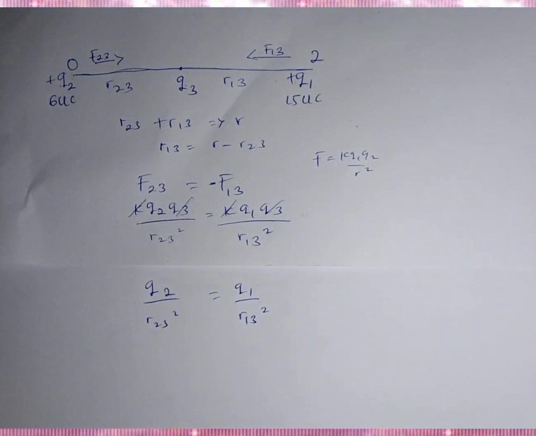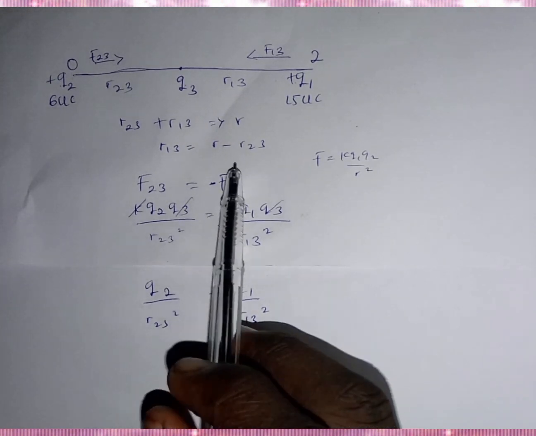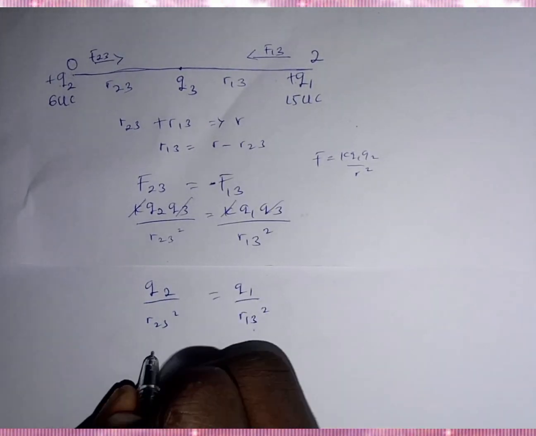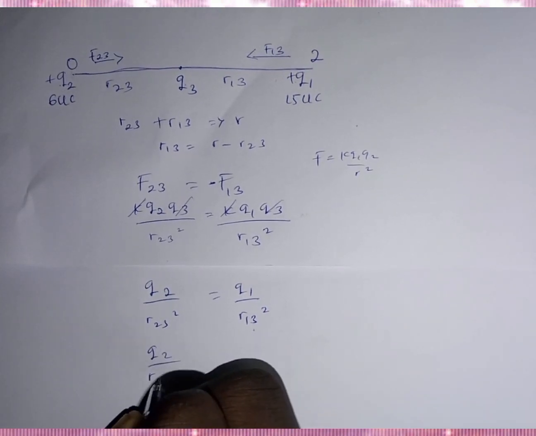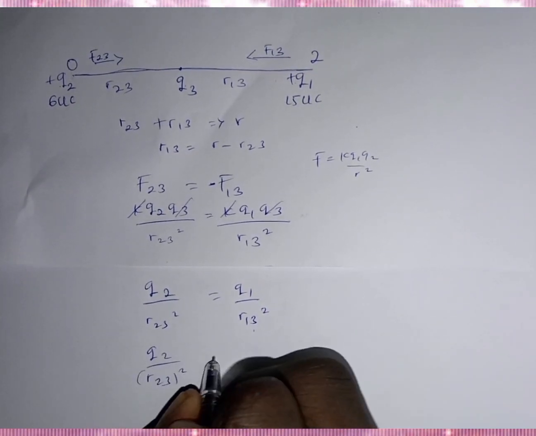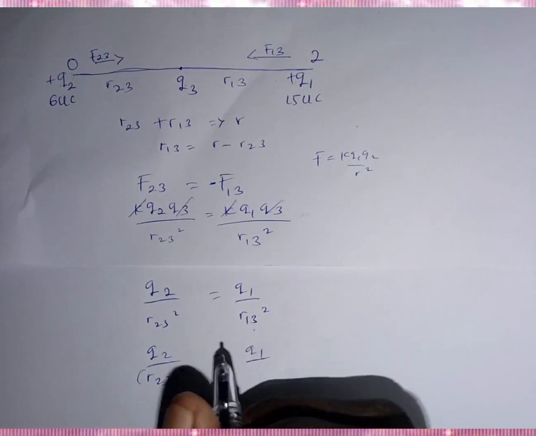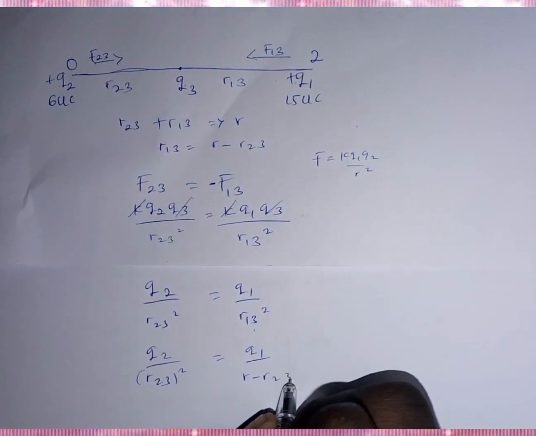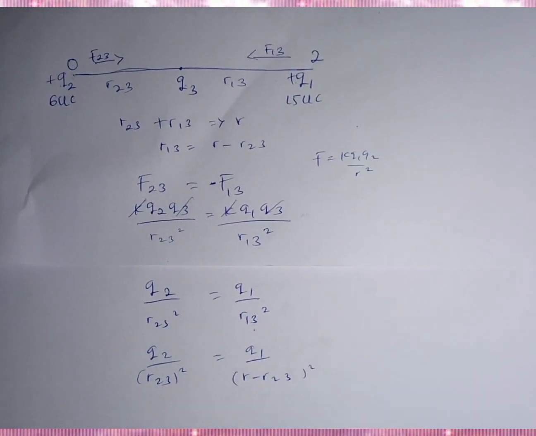Now recall something, that our R13 is this. So anywhere we see R13, I'll put R minus R23. So therefore my Q2 over R23 square equals to Q1 over R13, which is still this, R minus R23, so R minus R23 square. Are we together?